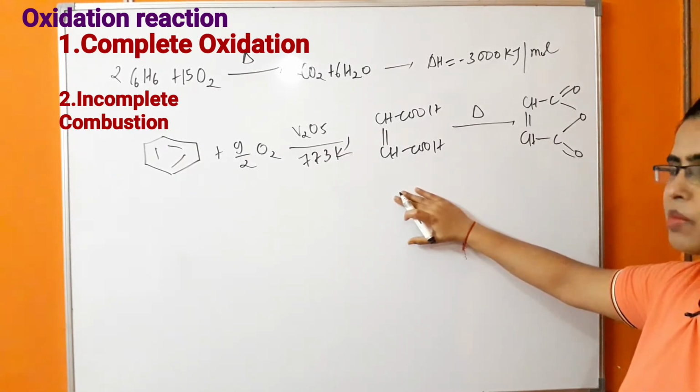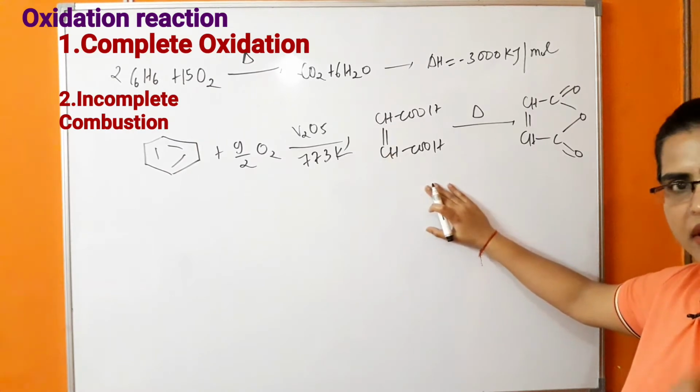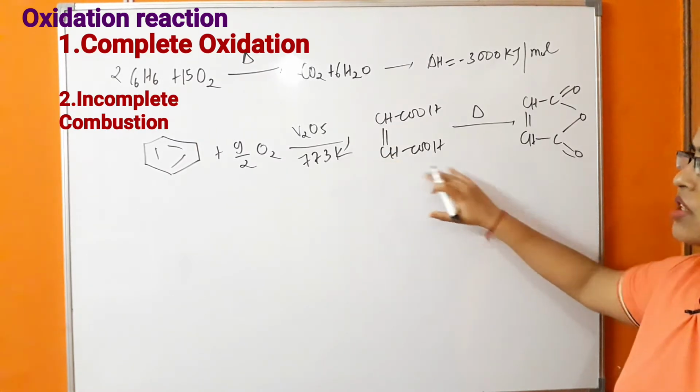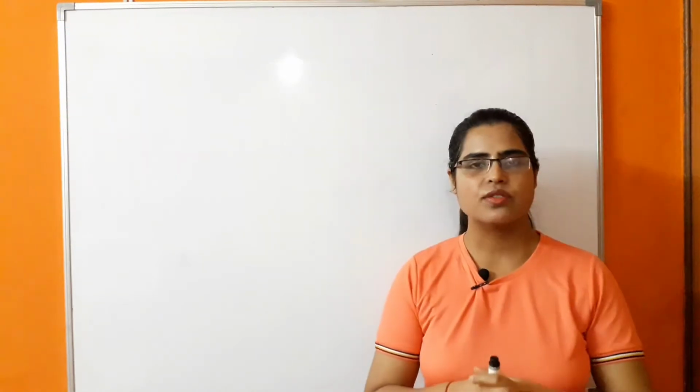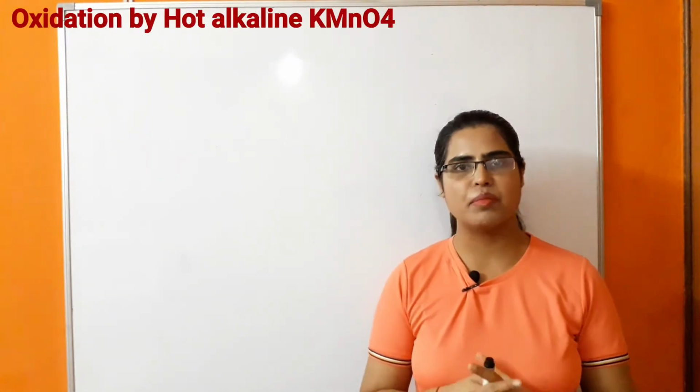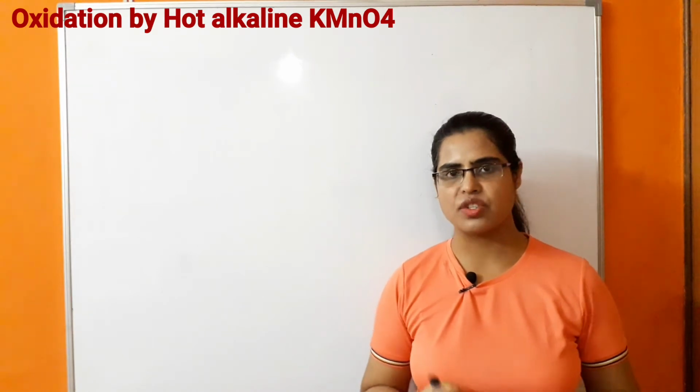This reaction takes place in the presence of a catalyst, that is vanadium pentoxide, and the temperature of the reaction is high, about 773 Kelvin. Next oxidation reaction in arenes is done with the help of KMnO4, that is potassium permanganate.